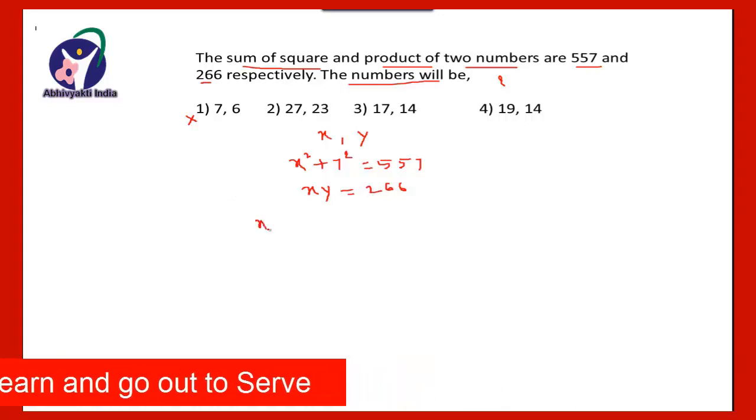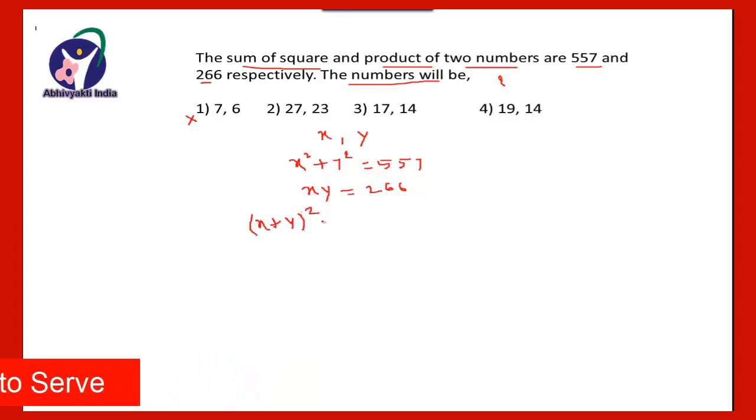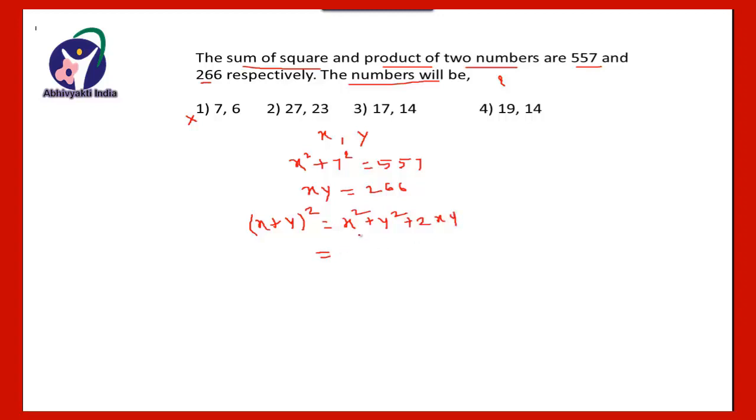Now we know the formula that (x plus y) bracket square is equal to x square plus y square plus 2xy. Therefore (x plus y) bracket square will be equal to x square plus y square, that is 557, plus twice of xy, so 2 into 266. So if you solve this, you will get 1089.